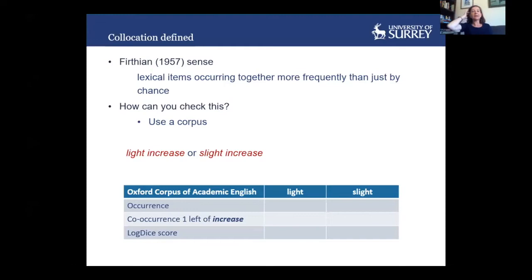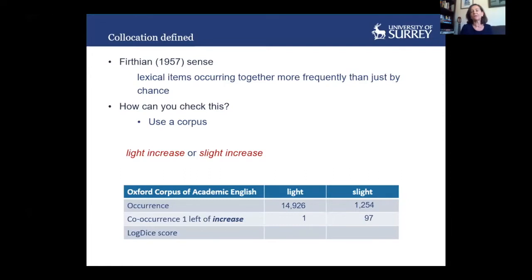And now let's check this against a corpus. So if we look this up, and I'm talking here about academic English, so we need a corpus of academic English, and I'm looking this up in the Oxford Corpus of Academic English. So if you look up the word light, it occurs almost 1500 times in this corpus. The word slight is a lot less frequent. You can see here just over 1000 times it occurs in the corpus. But if you check how often light and slight occur one word to the left of increase, as in light increase or slight increase, this is what you get. Only once light increase and 97 times slight increase. So you can see that one seems to be more normal than the other one.